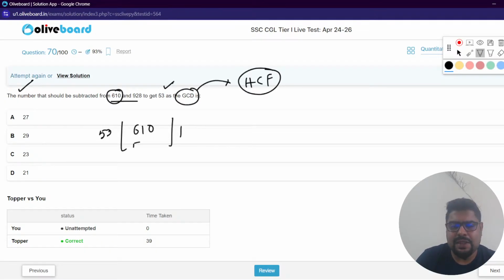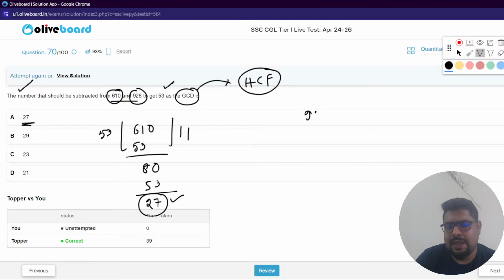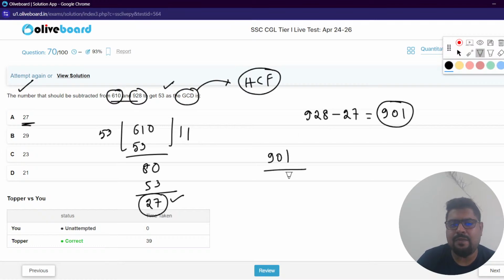53 ones are 53, sir. So 7, 8, 80, sir. 51, 53 ones are 53. So this is 27. 27 is there in the option. Do one thing. Take the other one, 928, subtract 27 from there. So this is 901. See whether that is divisible by 53 or not. Again, 53 is prime, so I must check by doing this only.